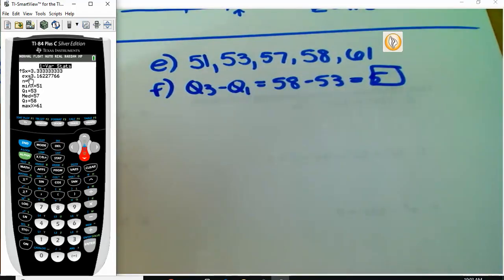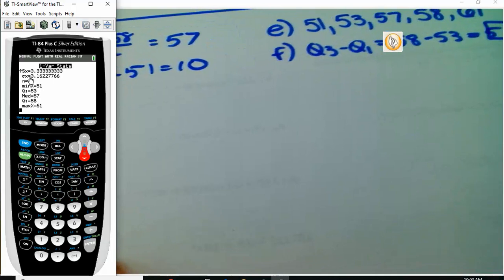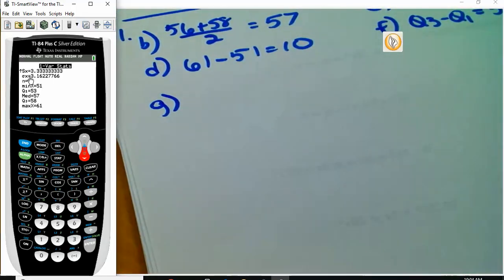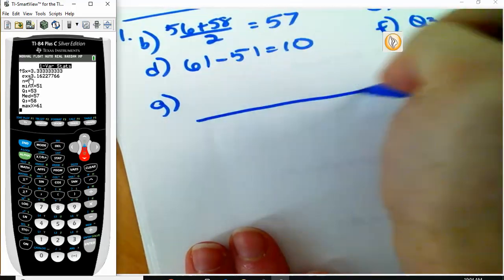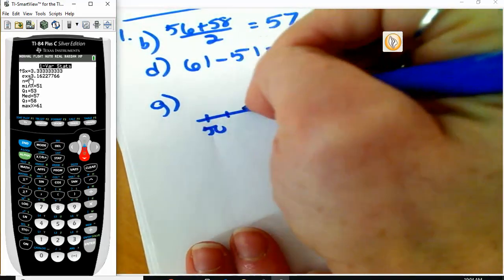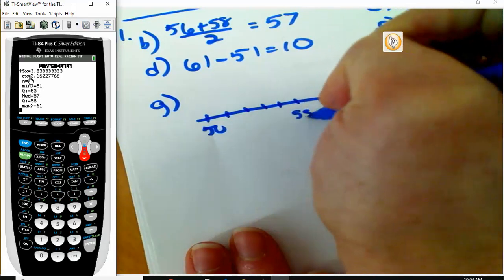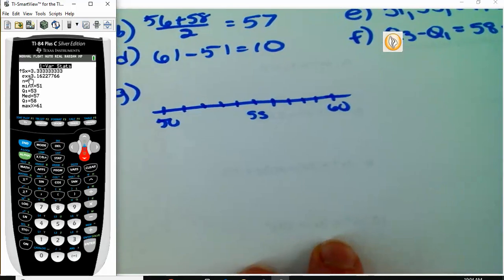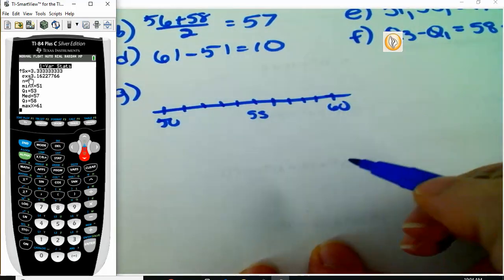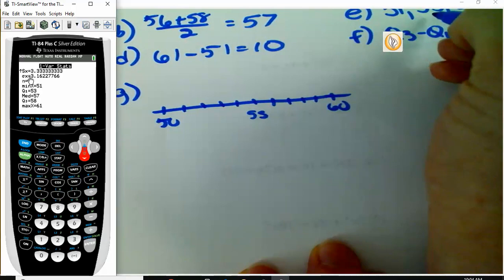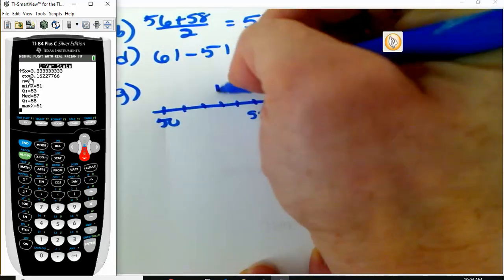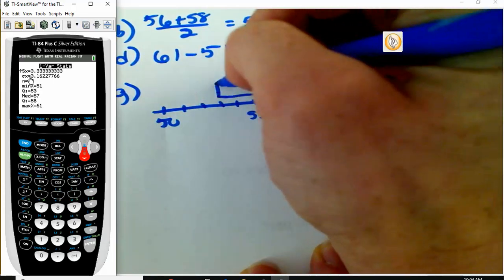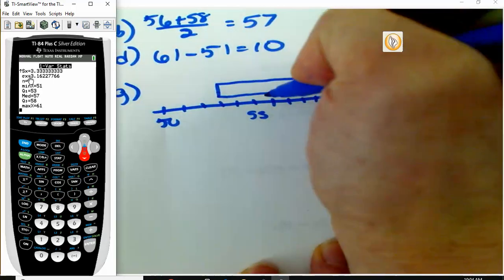G, box and whisker. First of all, when you draw a box and whisker, I don't just want a random box. I asked you to draw a scale underneath it. So let's say we'll start at 50. I'm going to count by ones. You don't necessarily have to. Your box begins at quartile 1. So my box would start at 53, and end at quartile 3, which was 58. For quartile 2 in the middle, you just draw a vertical line.